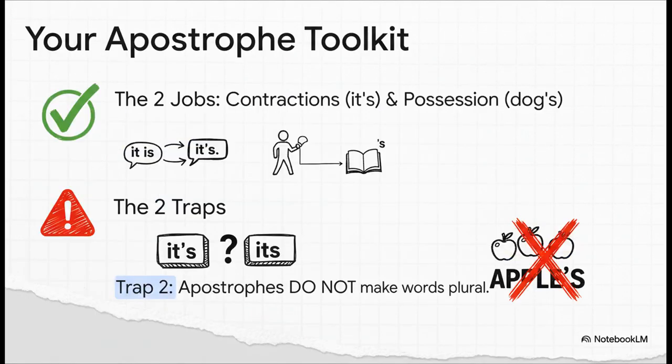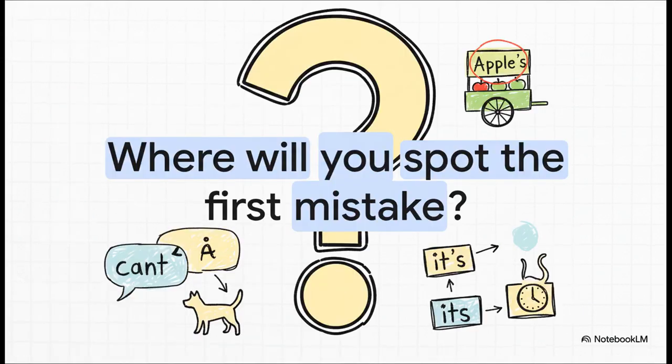Okay, let's put it all together into your official apostrophe toolkit. It's super simple. Two jobs: making contractions, like it's for it is, and showing possession, like the dog's toy. And two traps to avoid: the it's versus its mix-up, and the big one, plurals almost never need an apostrophe. That's pretty much the whole game. And just like that, the apostrophe is demystified. See, it's not so scary once you know its job. See what I did there?